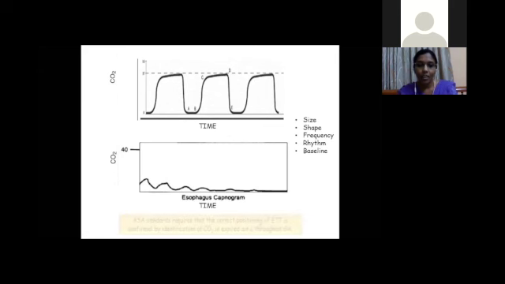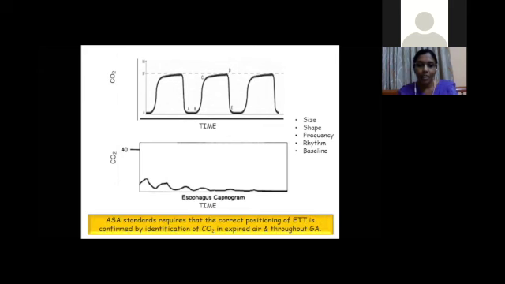Now, the ASA standard requires that the correct positioning of the endotracheal tube is confirmed by identification of carbon dioxide in expired air. And this has to continue throughout general anesthesia. So we can confirm tracheal placement of the tube by looking at the waveforms. We should at least get 3 equal height waveforms, then we can confirm it is an endotracheal intubation.